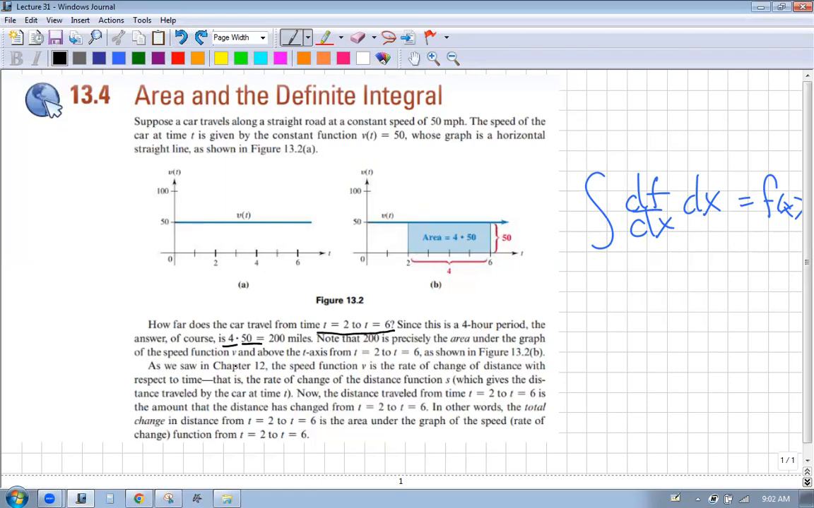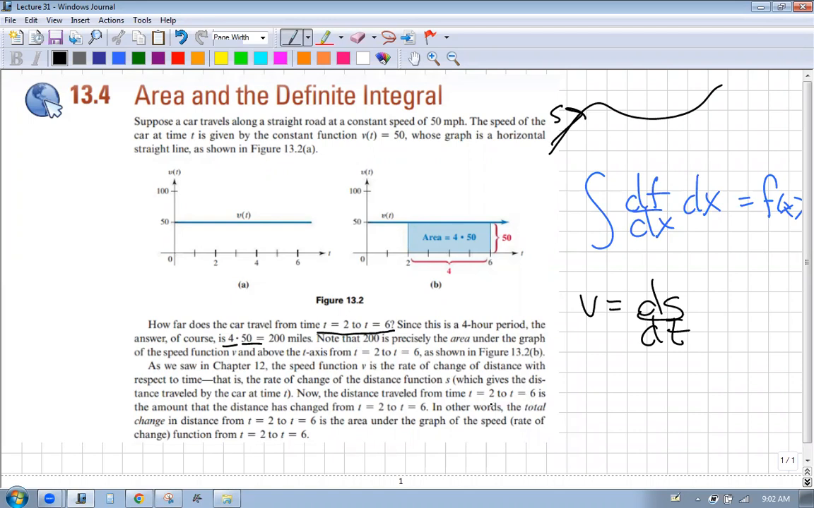And the speed of the function v, underneath the curve. So when I say underneath the curve, I mean between the axis here, the t-axis, and the function, okay? So we saw in chapter 12, the speed of the function is the rate of change of distance. So velocity is the rate of change of distance, right? With respect to time. That is the rate of change of the distance function s, they use s instead of x. Whatever, if you're traveling along a curve, they call it s. Okay. There we go.